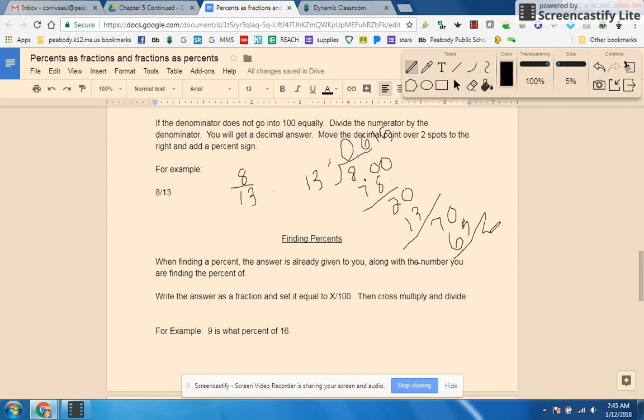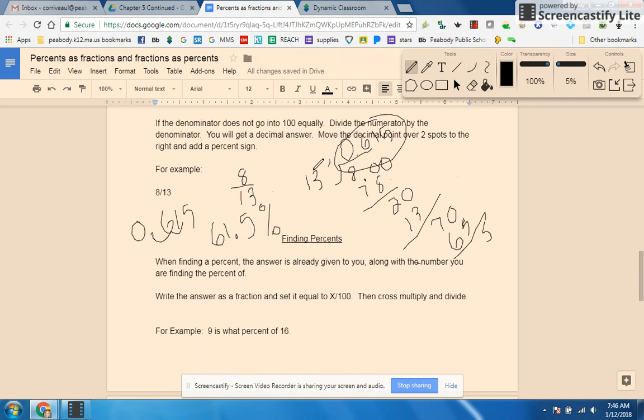Now, this one seems to be going on for quite some time. You can stop as soon as you have 3 numbers up here. So as soon as we have 3, which we do, you can stop. So 0.615. Again, I'm only doing long division because the denominator doesn't go into 100. So now I just move the decimal point 2 spots to the right. So 1, 2. So 61.5% would be my final answer. So that means 8/13 is equivalent to 61.5%. They both mean the same exact thing.